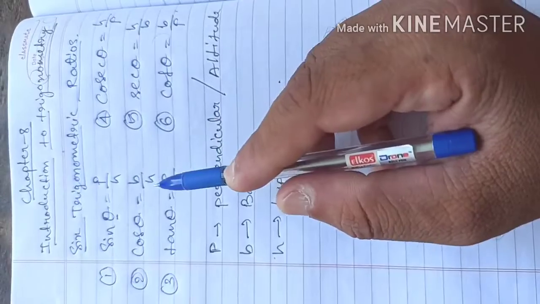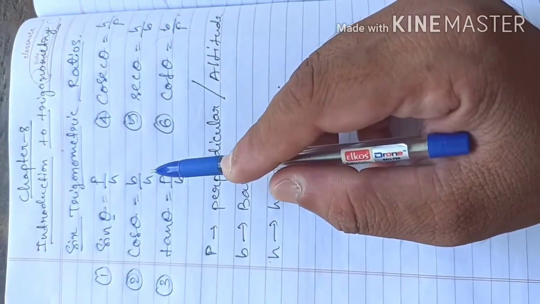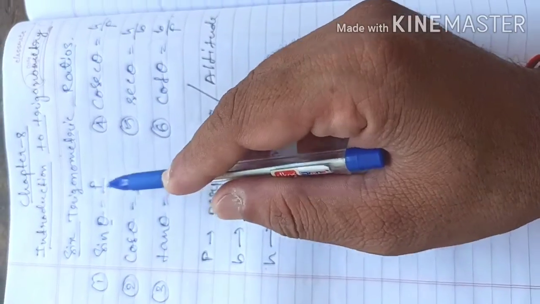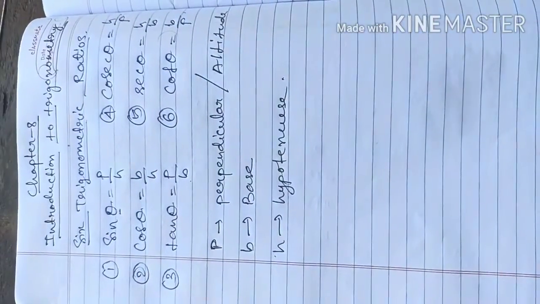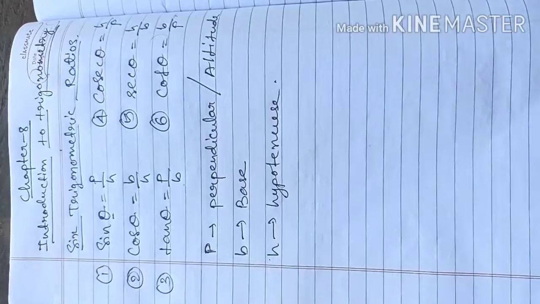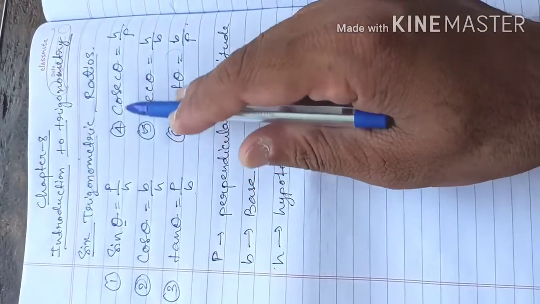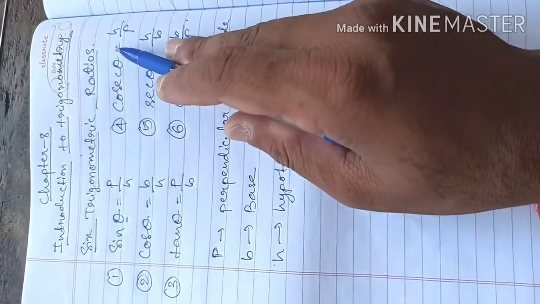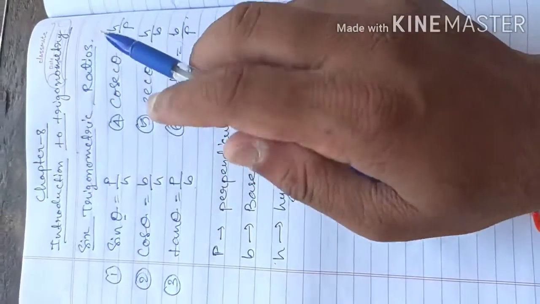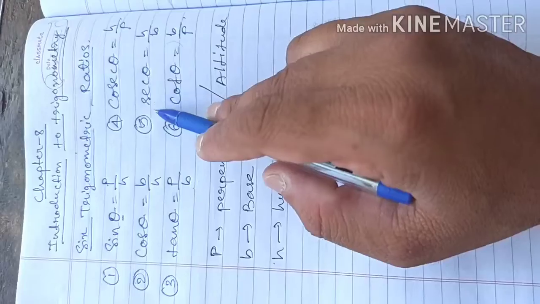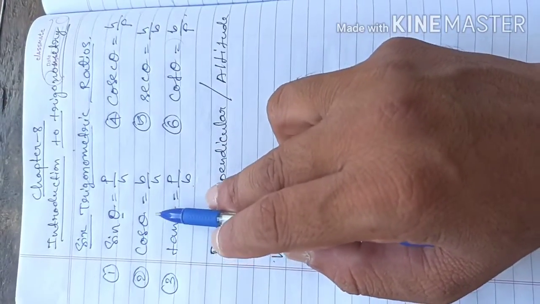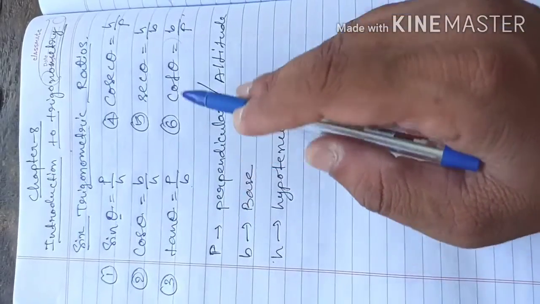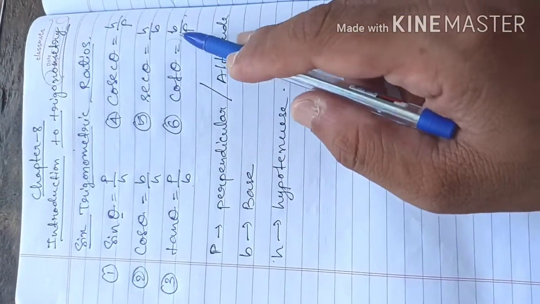So I have written a few formulas related to the first exercise 8.1. That is, sin theta is P by H, cos theta is B by H, tan theta is P by B. Cosec theta is the reciprocal of sin theta, that is, this is P by H, it will be H by P, reverse. Similarly, sec theta is the reverse of cos theta, that is H by B. Cot theta is the reciprocal of tan theta, that is B by P.